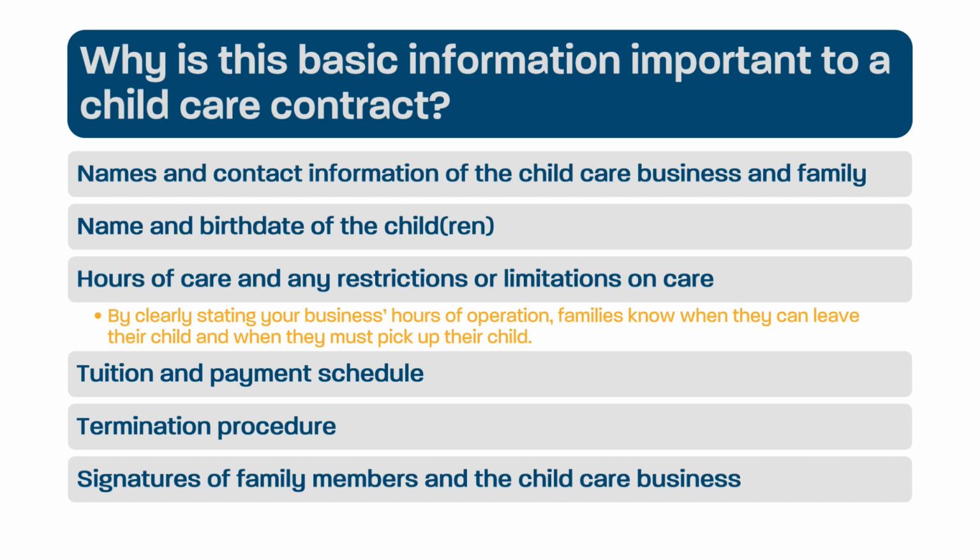By clearly stating your business hours of operation, families know when they can leave their child and when they must pick up their child. If you choose to arrange different hours of care with a specific family, then you must explicitly state that in the agreement as well. For example, you may be open from 7 a.m. to 6 p.m., but for the specific family, their window of care may be 8 a.m. to 3 p.m. This should be differentiated if needed, as it impacts when other fees like late pickup fees may be incurred.